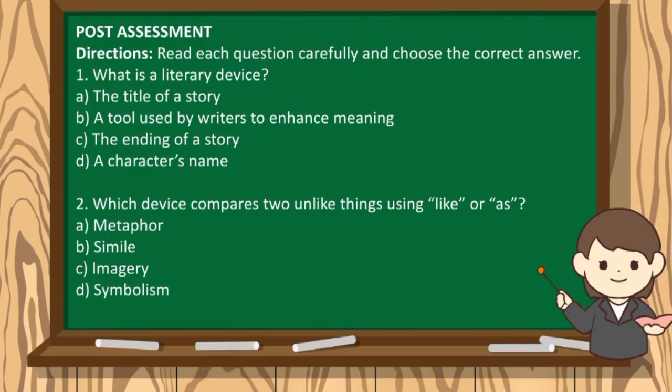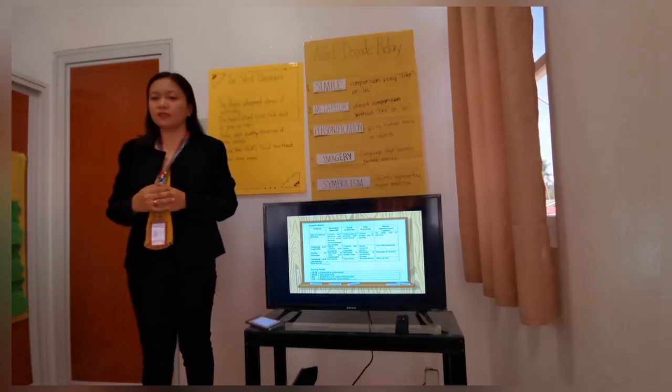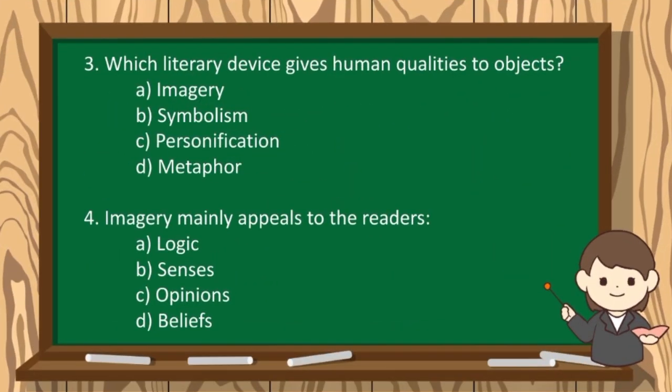For number 2, which device compares two unlike things using like or as? A, metaphor. B, simile. C, imagery. Or D, symbolism. So, for number 3, which literary device gives human qualities to objects? So, A, imagery. B, symbolism. C, personification. And D, metaphor.